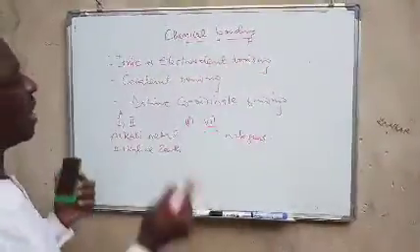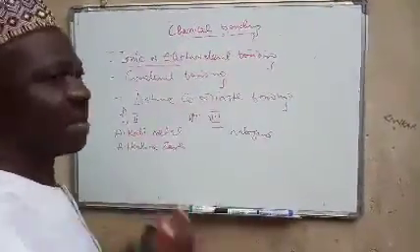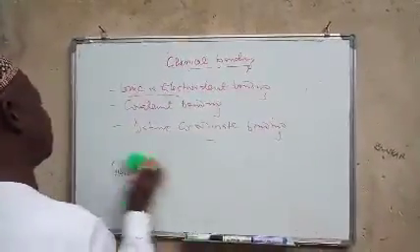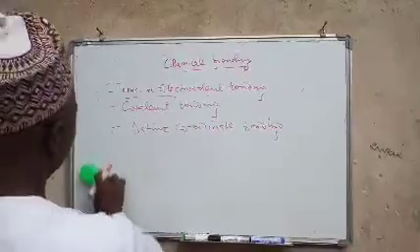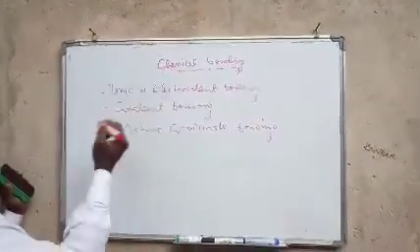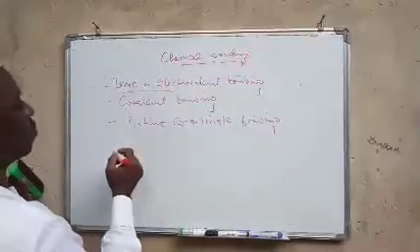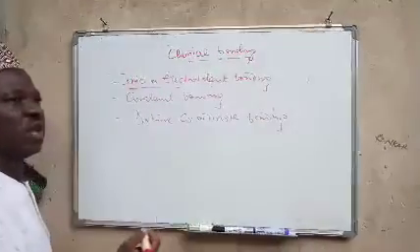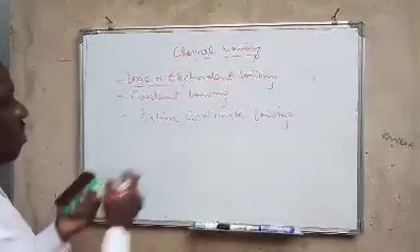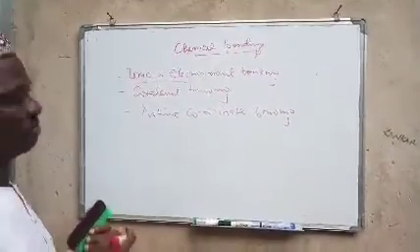Now what really happens in ionic bonding is a transfer of electrons. In ionic bonding, there is always transfer of electrons. Electrons are transferred from a highly electropositive element in group 1 or group 2A to a highly electronegative element in group 6 or group 7 for a compound to be formed.